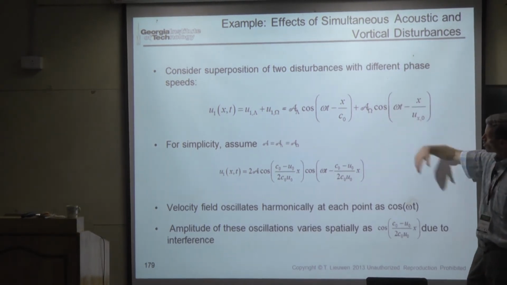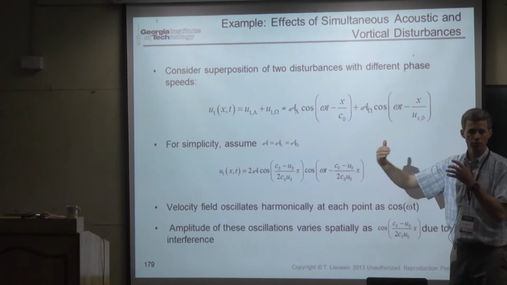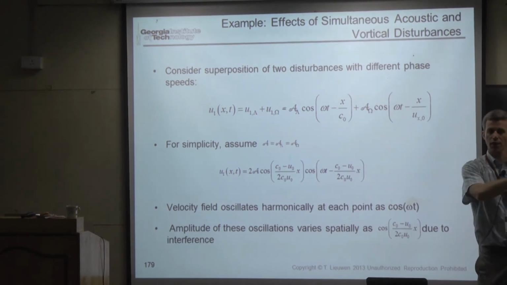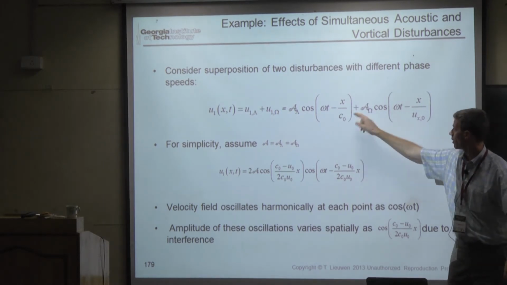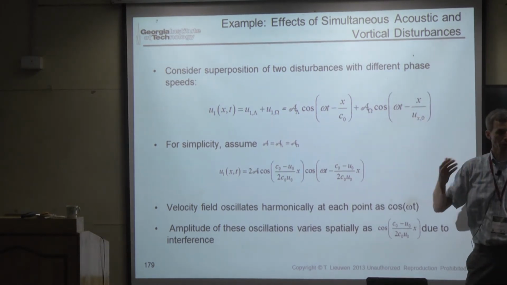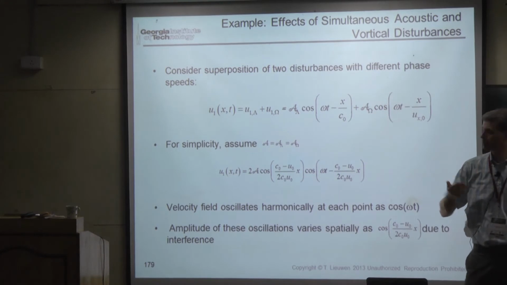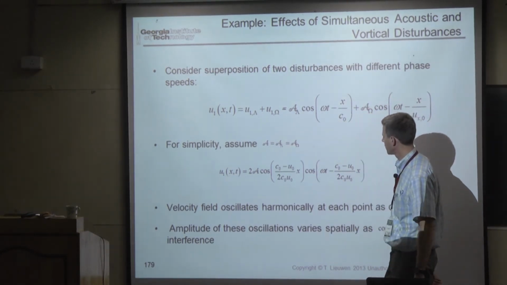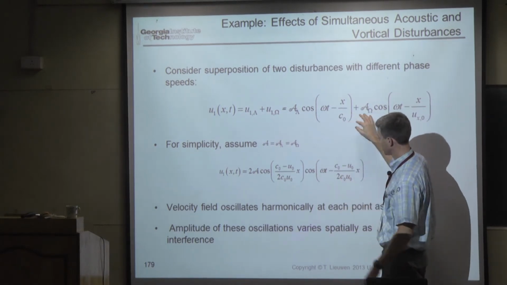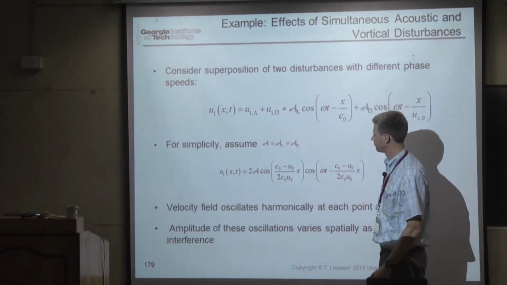All right. So what would happen if I have two disturbances oscillating at the same frequency, so one time scale, but they have two length scales, because one's c naught, the other's u naught, but I'm measuring their superposition. Okay? So just for simplicity, let's assume that these amplitudes are the same, all right? And you can use some trigonometric identities, and you end up with this.